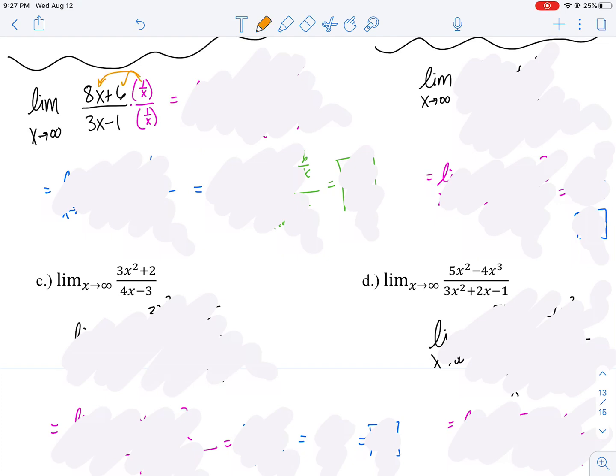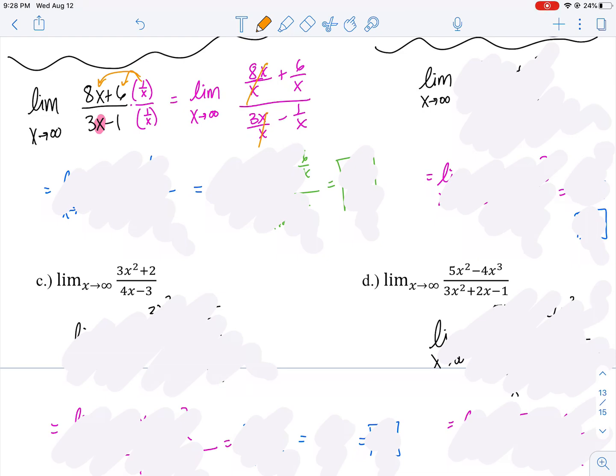Now I'm going to distribute this 1 over x to both of my terms in the numerator and the denominator. What ends up happening is I'm dividing each term by x. And I chose x because it is the term in the denominator with the highest degree. That's how you know what you're going to divide by: every single term in your numerator and denominator by the highest degree of x that's in your denominator. In this case, my highest degree in my denominator was an x, so I'm going to divide everything by an x, okay?